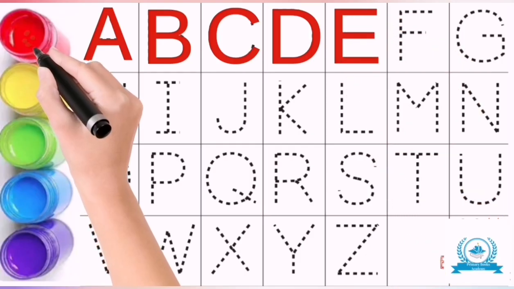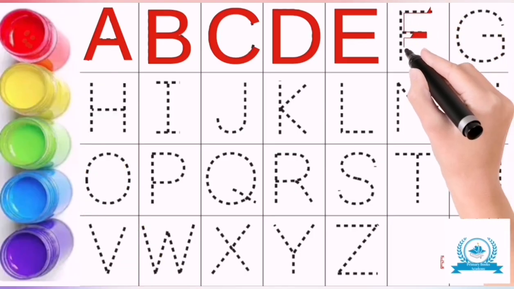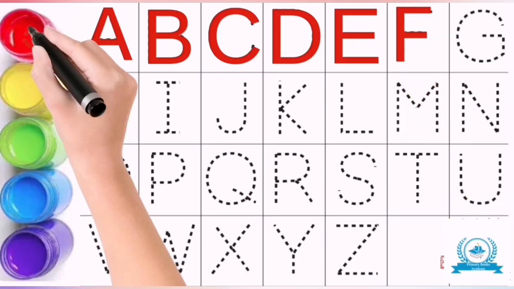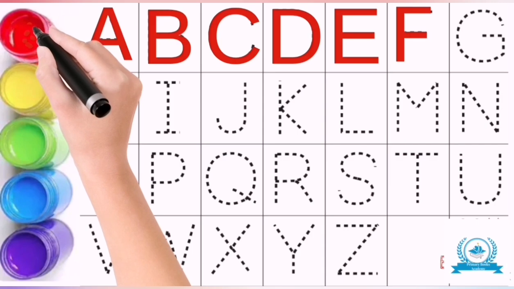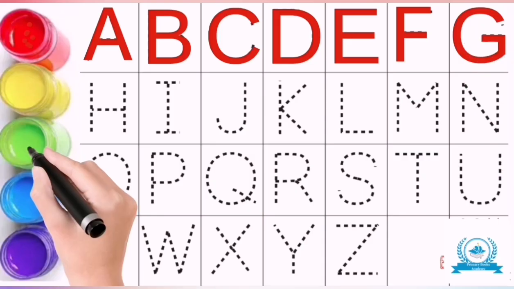F is for fish, one line, two lines small. G is for goat, round and a little line.